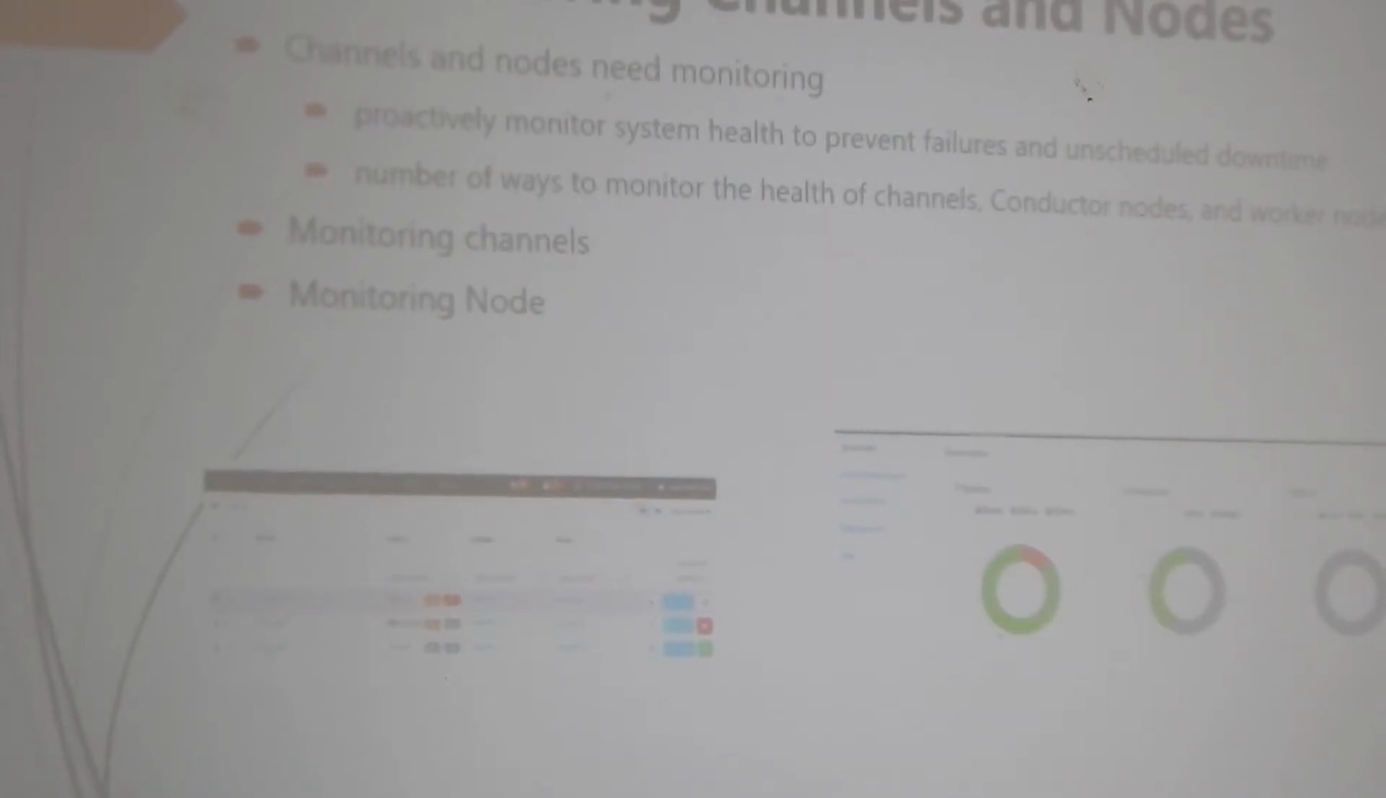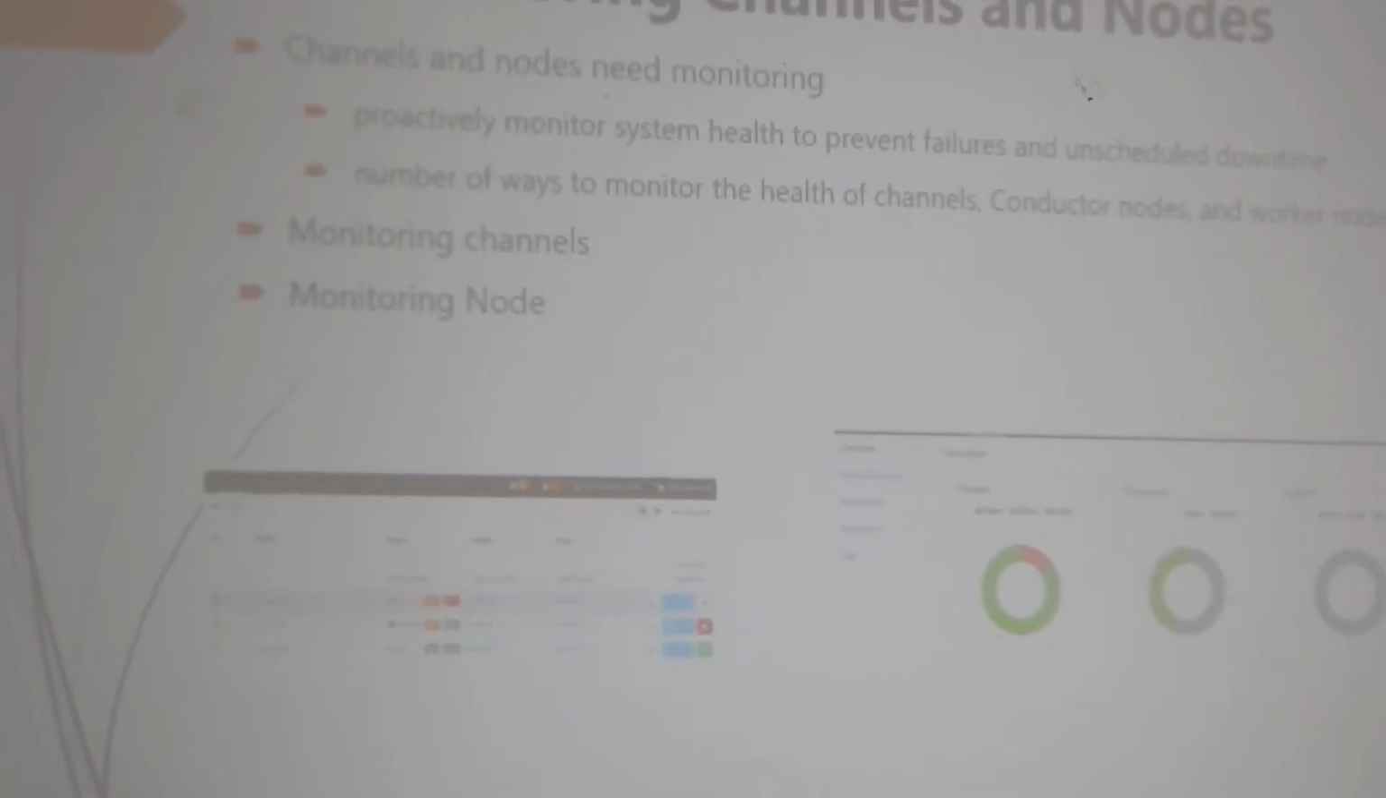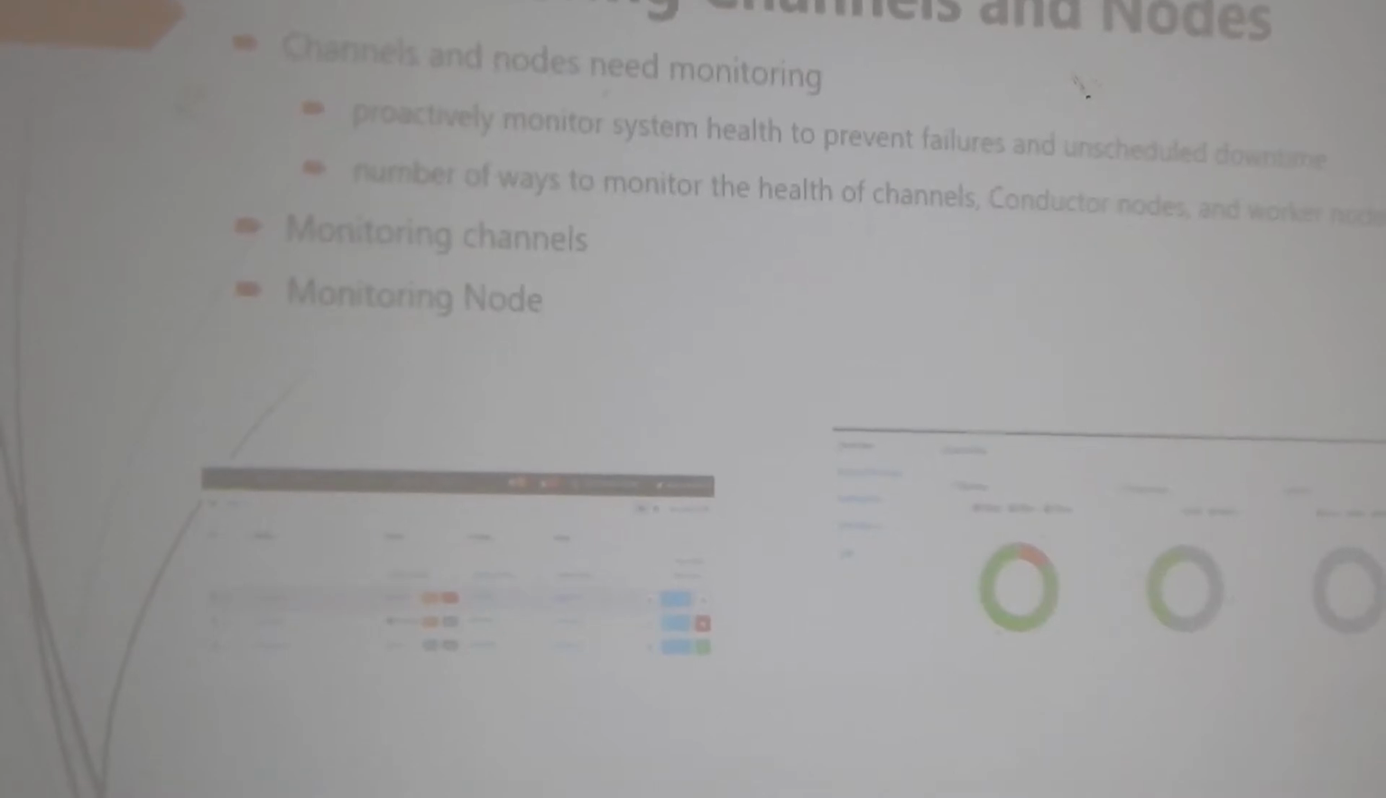Okay, again, what is the node? Node is exactly similar to, or represents, a server instance. It does all the processing, all memory handling, storage, and everything is done by the node. So if your node is not working, definitely your channel is not working.